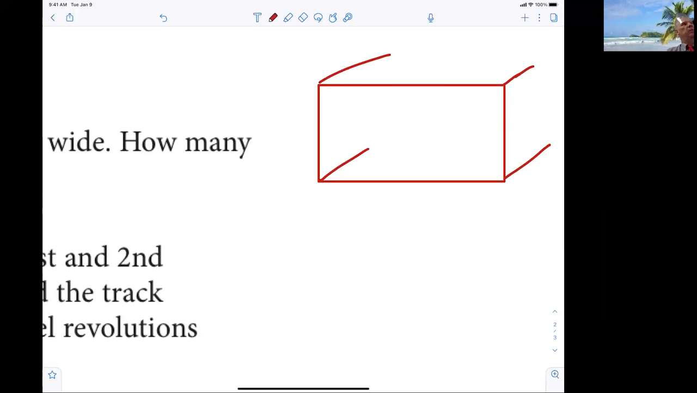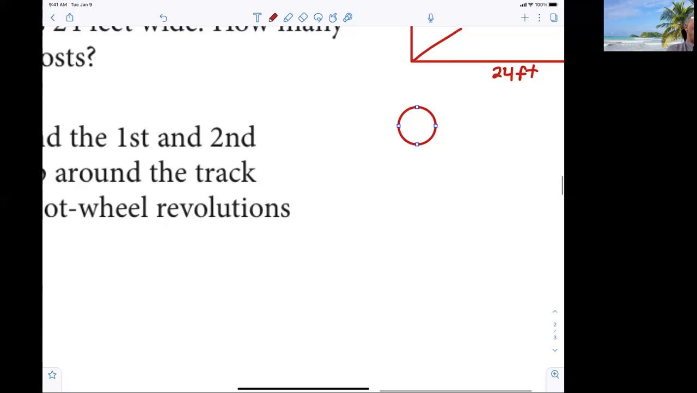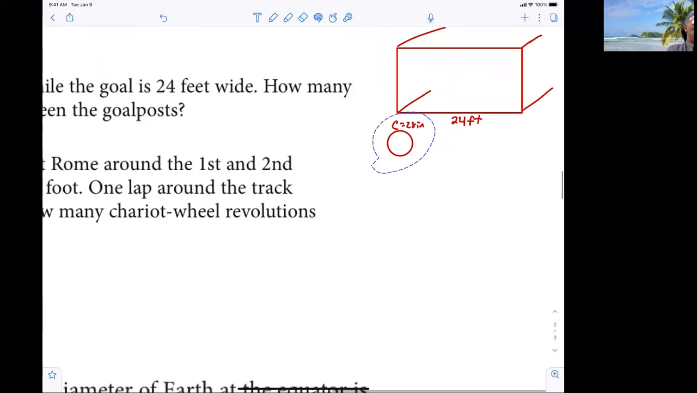Now, it says that it's 24 feet wide. So this is 24 feet. And then I have a ball. And this ball's circumference is 28 inches. The question is, how many of these soccer balls can I fit side by side so they go all the way across the goal? You see, that's what I'm trying to figure out, correct?